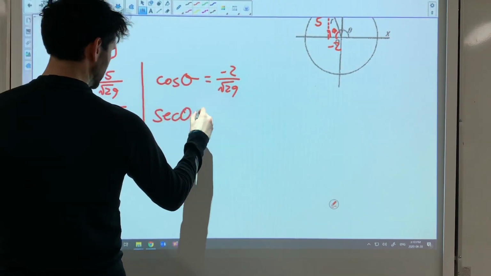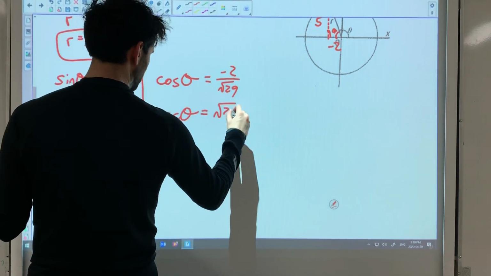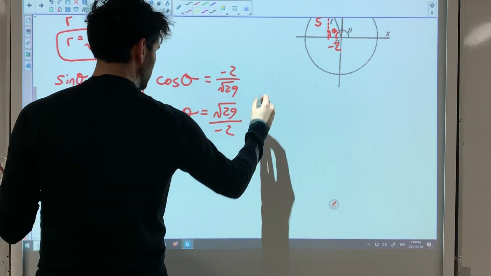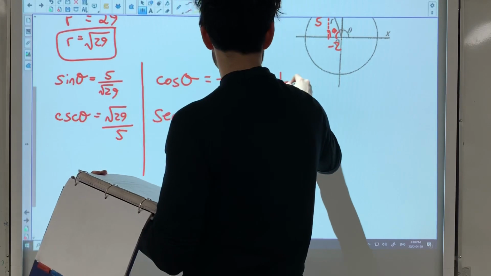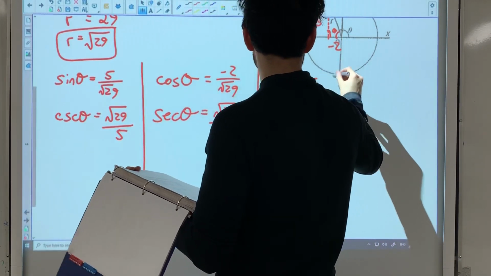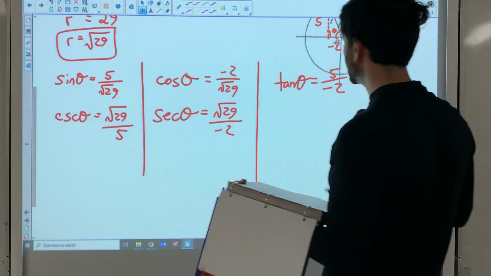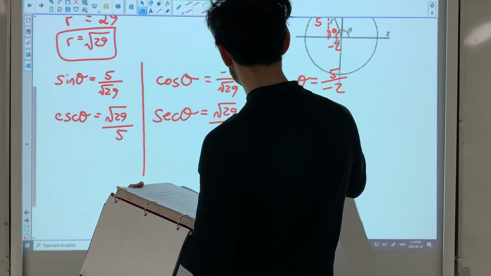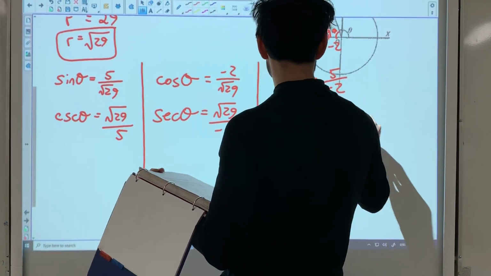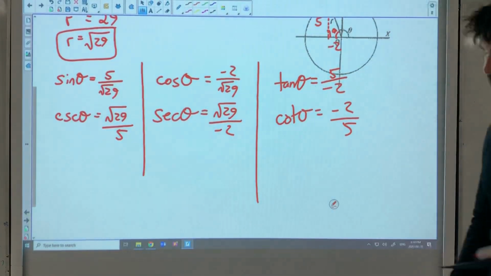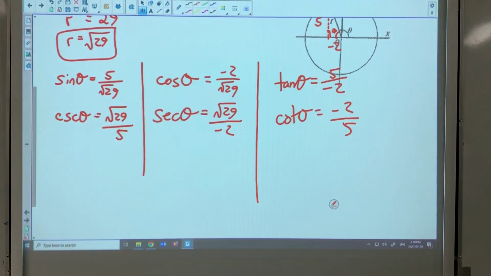Secant theta is the reciprocal of it, so do square root 29 over -2. And then we have tan theta, which is just y over x. So it's -5 over 2. And then cotangent theta is -2 over 5. There you have it. Sometimes they ask a question like that on the exam.